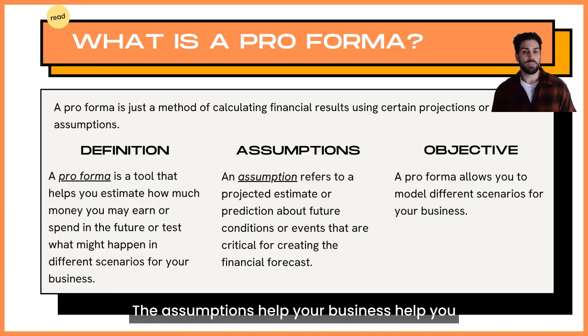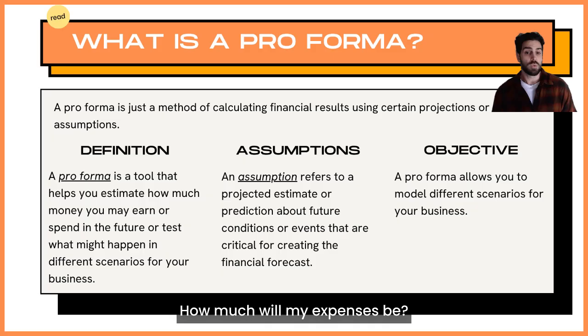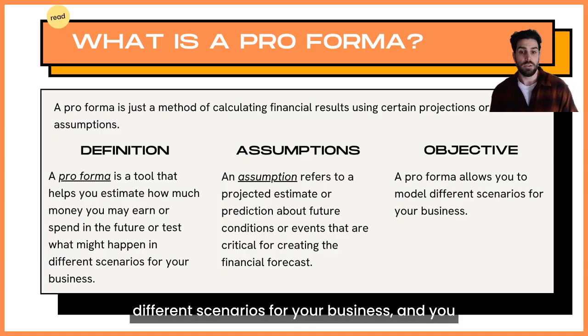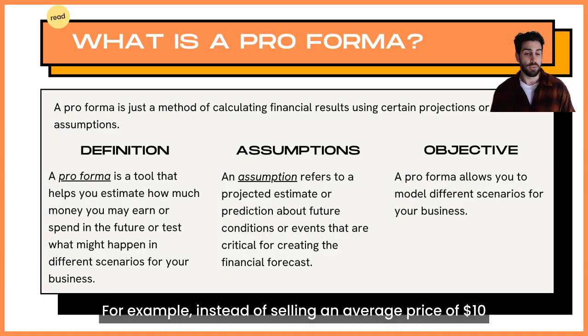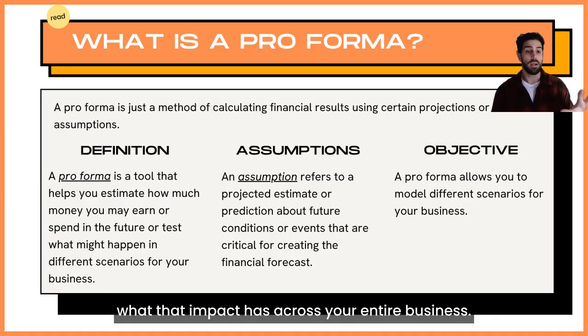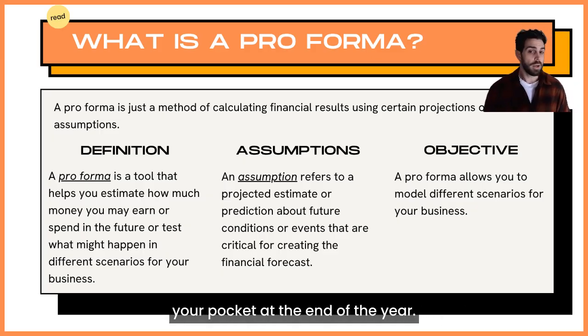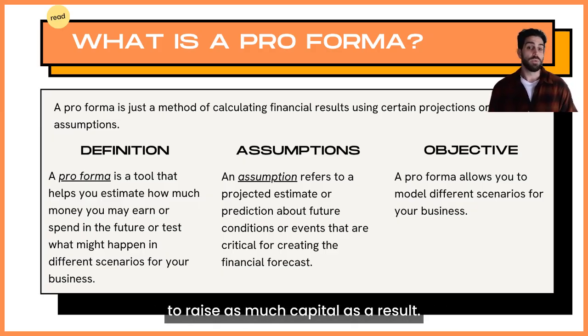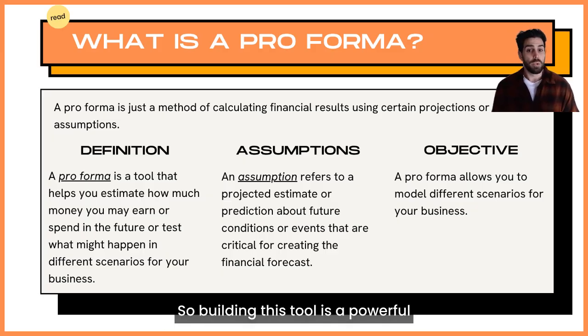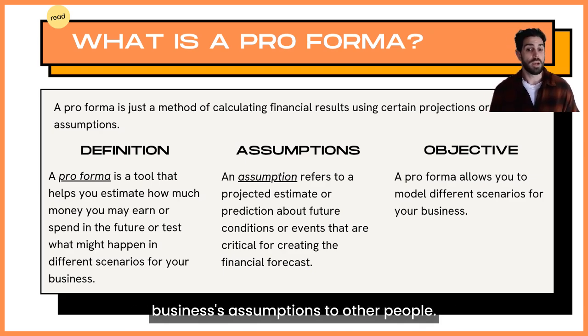Assumptions help you estimate your business's performance in the future. How much money am I going to make? How much will my expenses be? A pro forma allows you to model different scenarios for your business, and you do this by changing the assumptions. For example, instead of selling an average price of $10 per unit for a specific SKU, charge $12 and see what that impact has across your entire business. Maybe bumping up the price of that SKU is going to mean an extra $100,000 in your pocket at the end of the year. Maybe it's going to mean that you don't need to raise as much capital as a result. So building this tool is a powerful way to test scenarios and communicate your business's assumptions to other people.